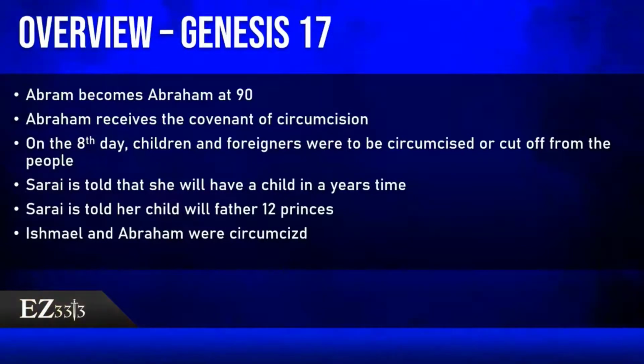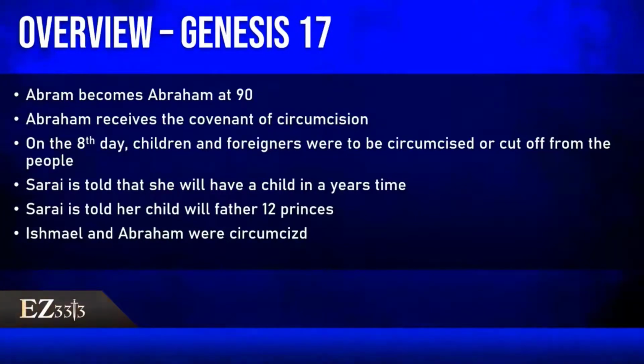In Genesis 17, we see Abram becomes Abraham. This is the first time he's called Abraham. He was called Abram prior to this, and this was at 90 years of age. Abraham receives the covenant of circumcision. The covenant was on the 8th day. Children and foreigners were to be circumcised or cut off from the people, meaning that if the people weren't circumcised, they were supposed to be removed from everyone else.